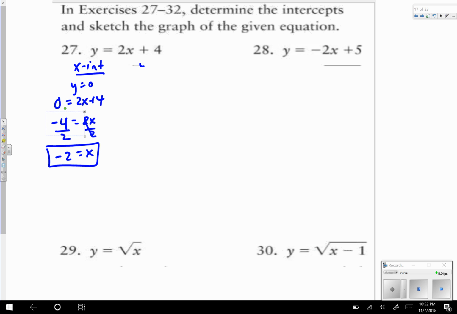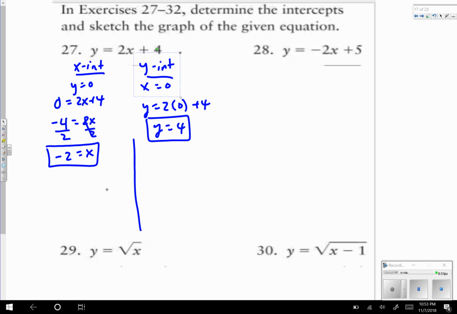Your y-intercept, you find it by setting x equals 0. So it's like the opposite, right? So x-intercept y equals 0. To find the y-intercept, x equals 0. So I'm going to take wherever I see an x, I'm plugging 0 in. So y is equal to 2 times 0 plus 4. 2 times 0 is 0 plus 4. So y equals 4 is my y-intercept.